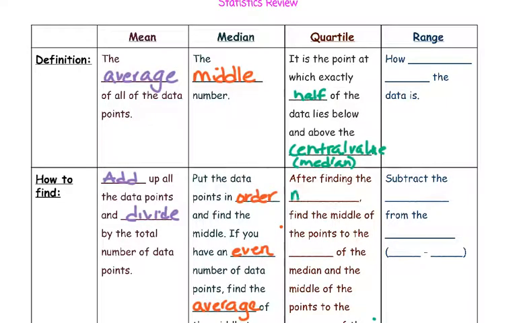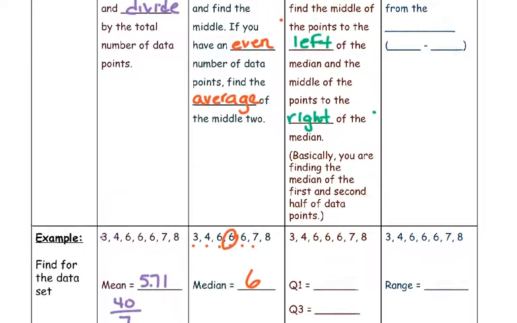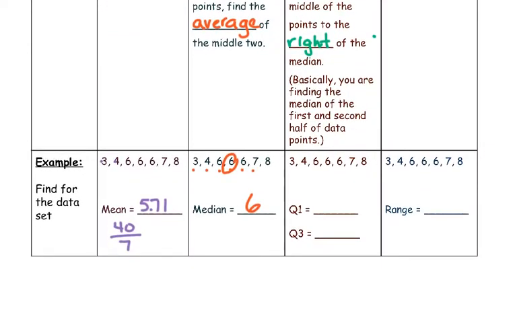So after finding the median, we're going to find the middle of the points to the left of the median, and the middle of the points to the right of the median. And if you think about this, basically, we're just finding the median of the first and the second half of the data points. So let's look at what we have.